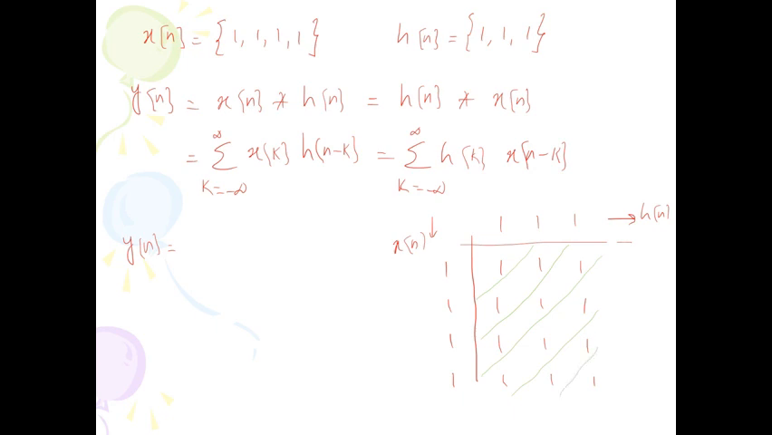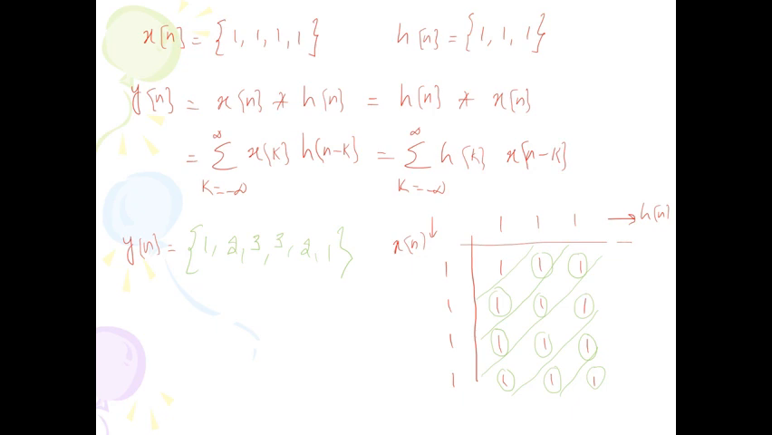The first sample will be 1. The second sample will be this 1 plus 1, that is 2. The third sample is this plus this plus this, that is 3. The fourth sample is this plus this plus this, again 3. The fifth sample is this plus this, that is 2. And the last sample is this one, 1. This is the final output for the previous problem. You can make use of this.